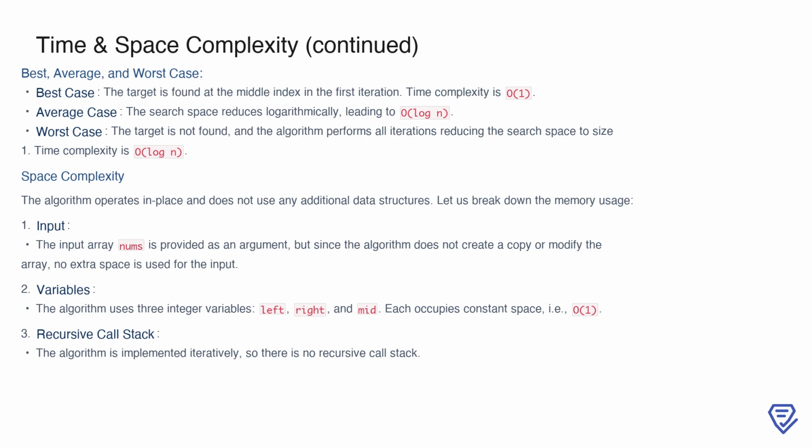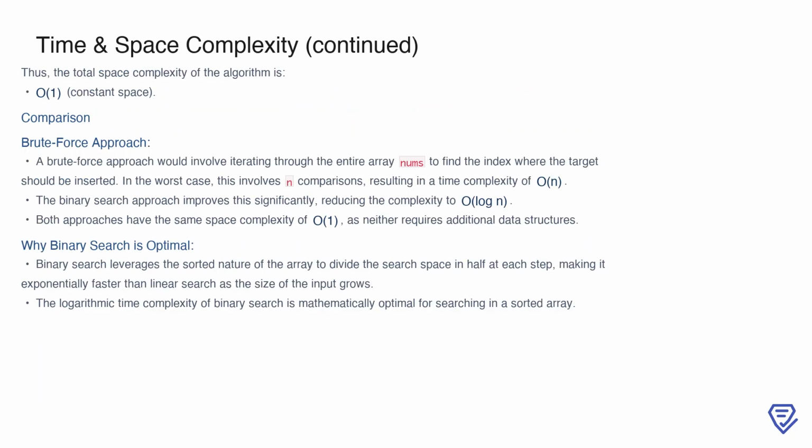Moving on to space complexity, the algorithm operates in place, meaning it does not use any additional data structures. The input array is used as is, without copying or modifying it, so no extra space is allocated. The algorithm uses 3 integer variables, left, right, and mid, which occupy constant space, or O(1). Since the implementation is iterative, there are no recursive calls, and thus no memory overhead from a call stack. As a result, the total space complexity of this algorithm is O(1), or constant space.